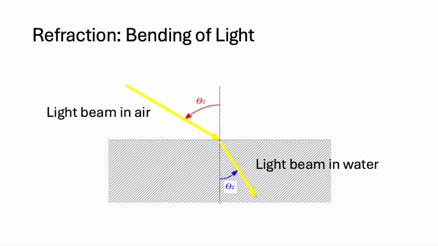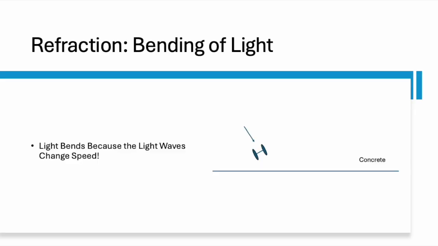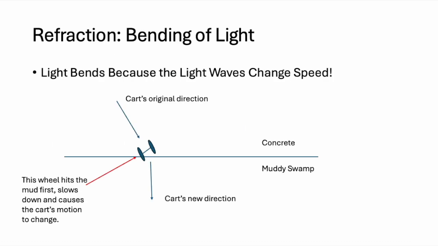For example, when light travels from air to water, the light waves slow down. This change in speed causes the light to bend. Imagine you're pushing a cart with two wheels on a concrete driveway. The cart enters a muddy area at an angle. The left tire first hits the muddy area before the other tire, and the cart starts to change its direction because the muddy tire slows the cart down while the other tire keeps moving at the original speed. This is like what happens to light.